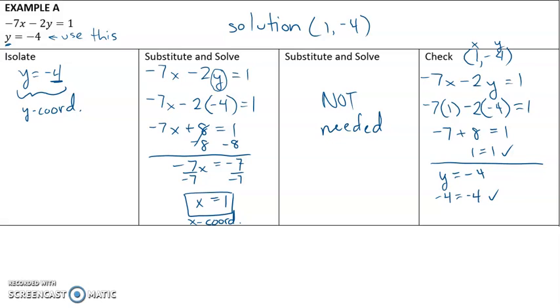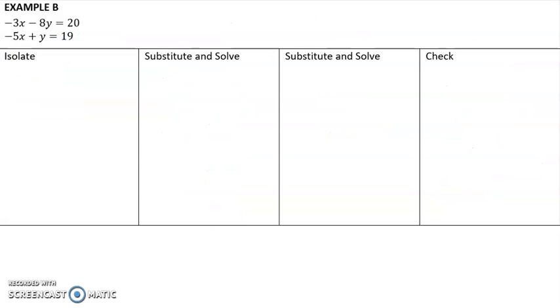Let's look at it where maybe it's not just gifted to us. We have negative 3x minus 8y equals 20 and negative 5x plus y equals 19. First I'm looking for any variables that have a coefficient of 1 or negative 1. In my second equation here, there's that 1y. So I'm going to use this and we're going to solve for y.